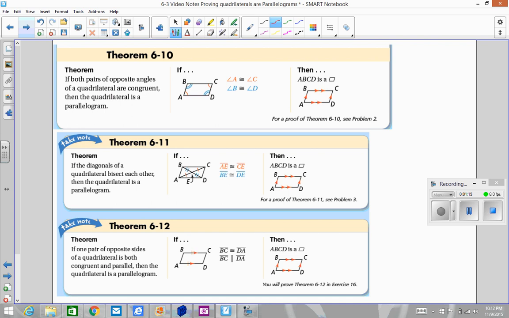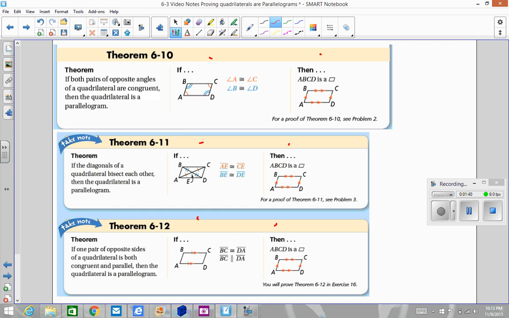We have three more theorems. This one says that if both pairs of opposite sides are congruent, then it's a parallelogram. Get each of these down with all their pictures. 6-11 says if the diagonals of the quadrilateral bisect each other, then it is a parallelogram.